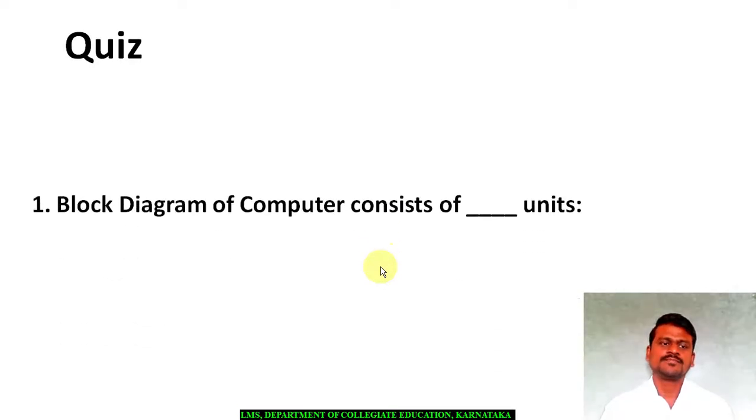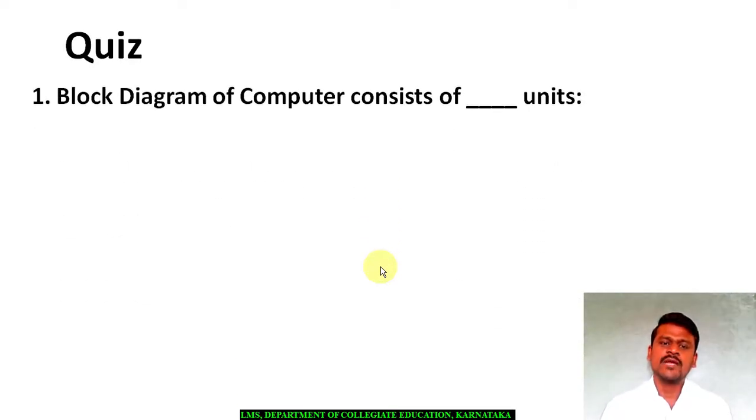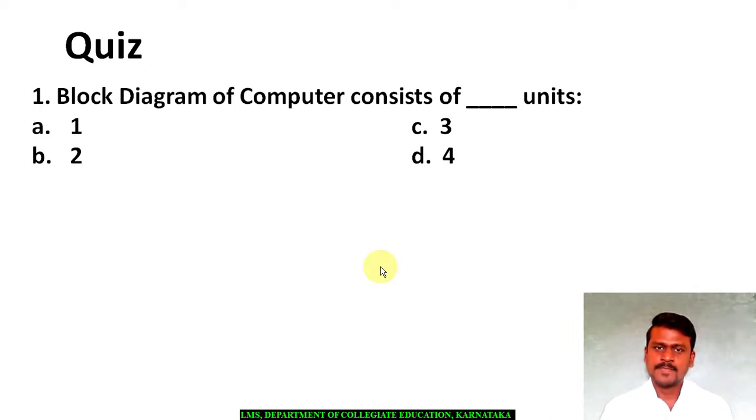So first question: the block diagram of a computer consists of dash units, that means how many units does it consist of? Option A 1, option B 2, option C 3, option D 4. How many units? Any guesses? Right, the answer is 4. It consists of 4 units, that is input, output, CPU and memory unit.